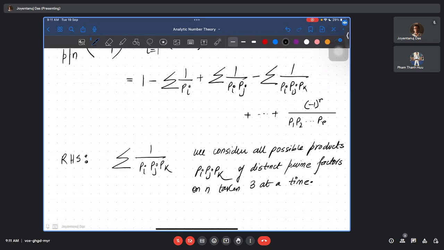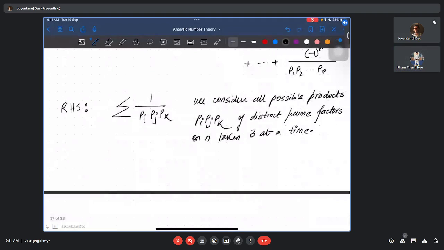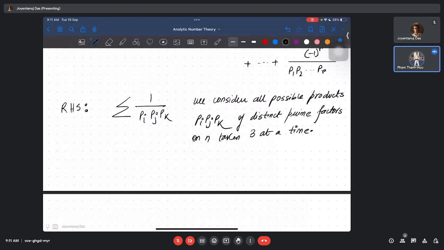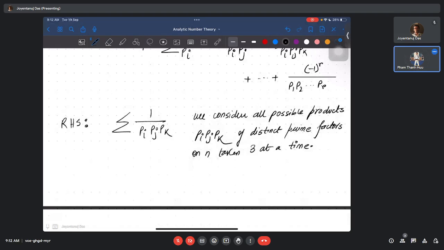Here we have that d is a divisor of n. So this summation part is clear, right? How many times are we taking? This summation has all the terms where we are taking three distinct prime factors, three at a time. We consider all possible products pi pj pk of distinct prime factors of n.